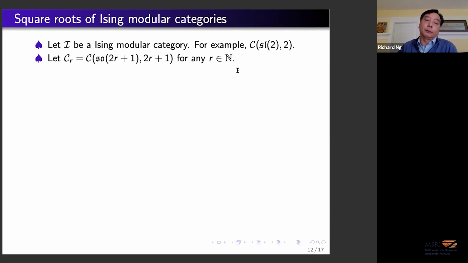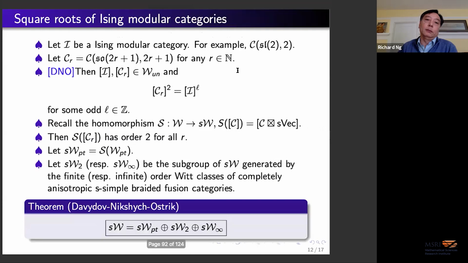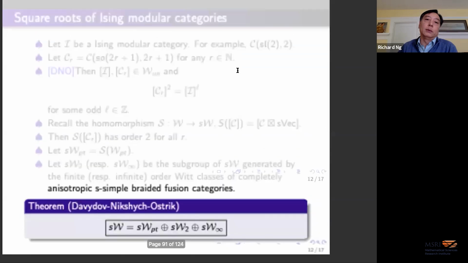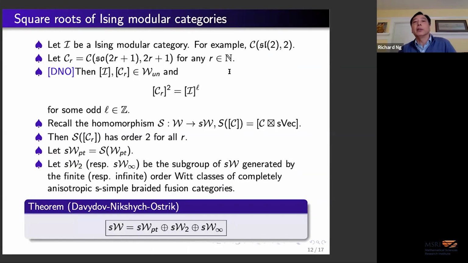Somehow there's a mistake here. Anyway, in DNO, they show that the square of this is always some power of the Ising. So any of them is some power of Ising, where L is odd. So you can see that therefore each of them has order 32.